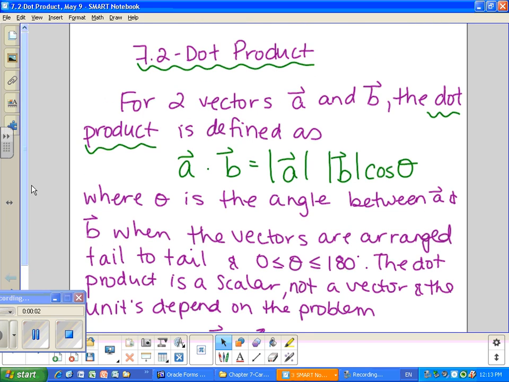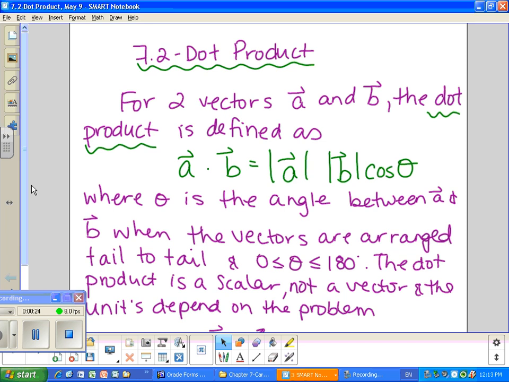What is the dot product? It is when you have two vectors, A and B, and the angle between your two vectors is theta. Those vectors are also tail to tail, so don't get confused from before. In a dot product, you want them set up head to tail, and the angle will be between 0 and 180. This dot product will give you a scalar.